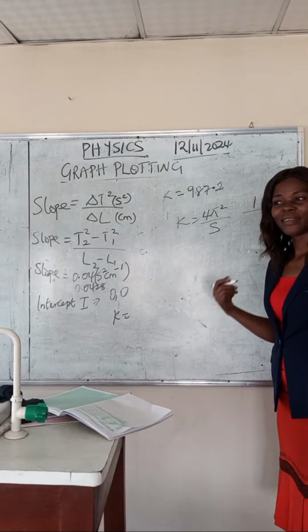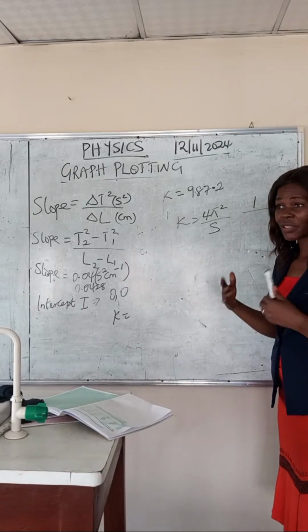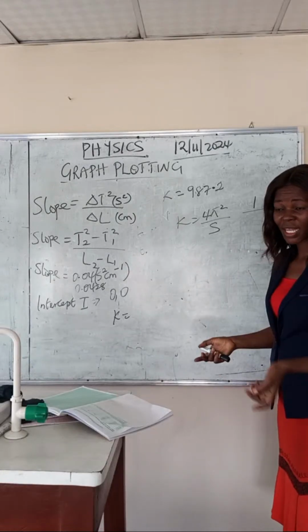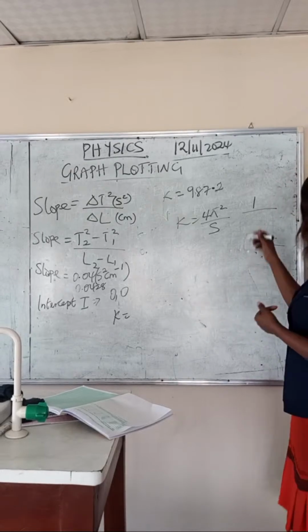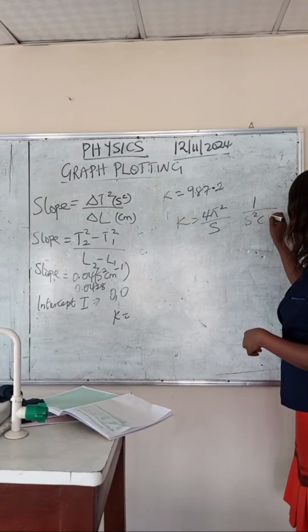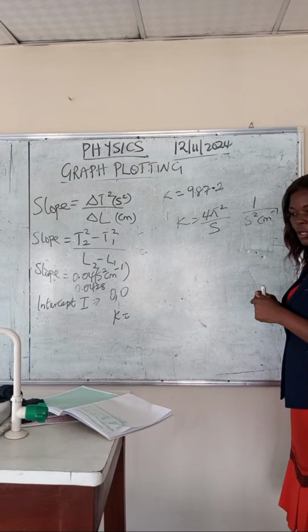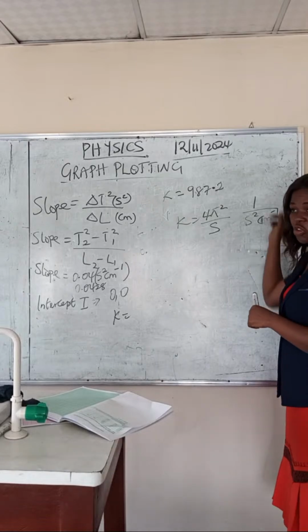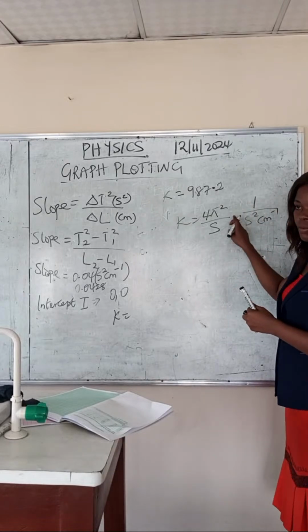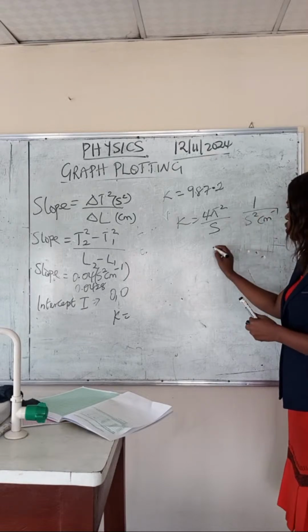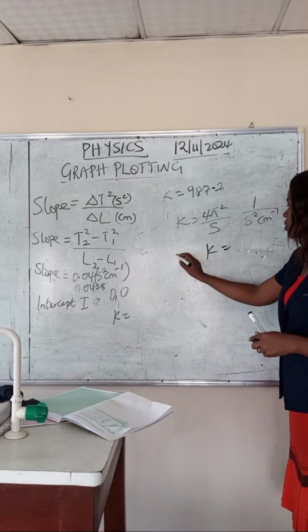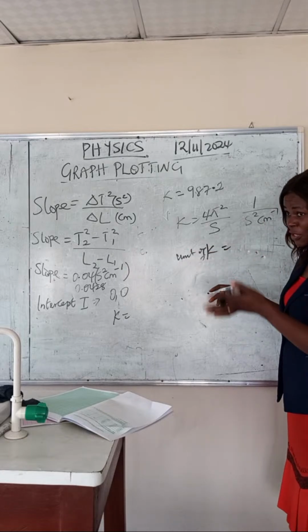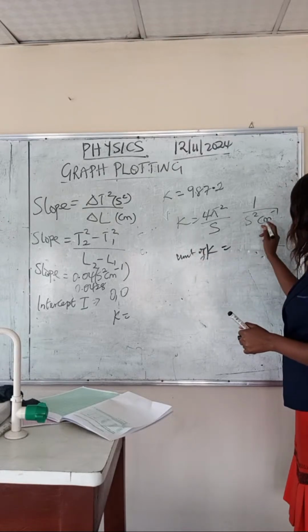Pay attention. This is how physics looks confusing, because there must be something you're looking for at the end of any practical. You don't just go and do practical, you must have something in mind. The unit is second square per centimeter. By the time I do the inverse, this will change to minus, this will change to plus. So the units of K will now be what? Before you say what you want to say, hold on.